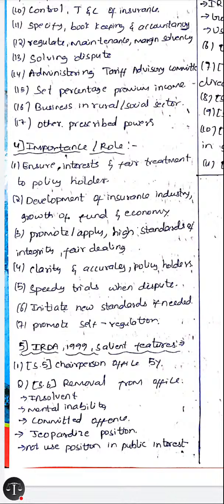IRDA 1999 salient features. What are the salient features of this act? So section 5 says that the chairperson's office is of 5 years and other members' office is also of 5 years. Section 6 states removal from office: when this person can be removed from office, if they turn insolvent, if they are mentally unable to continue, if they committed an offense, if they try to jeopardize their position, or if they do not use their position in public interest, then they can be removed.